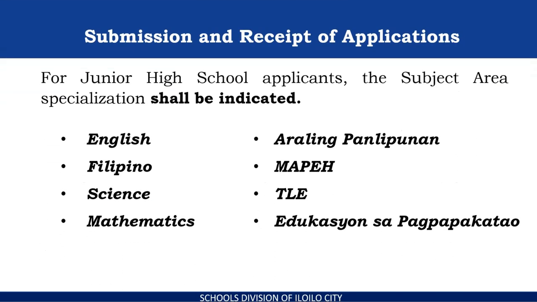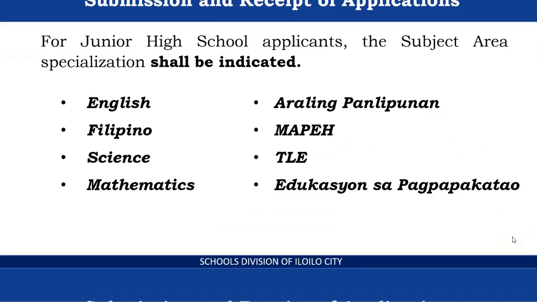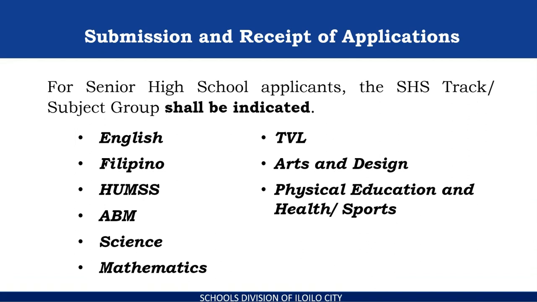For junior high school applicants, the subject area specialization shall be indicated, such as English, Filipino, Science, Mathematics, Araling Panlipunan, MAPE, TLE, and Edukasyon sa Pagpapakatao. For senior high school applicants, the senior high school track or subject group shall be indicated, such as English, Filipino, UMS, ABM, Science, Mathematics, TVL, Arts and Design, and Physical Education and Health in Sports.